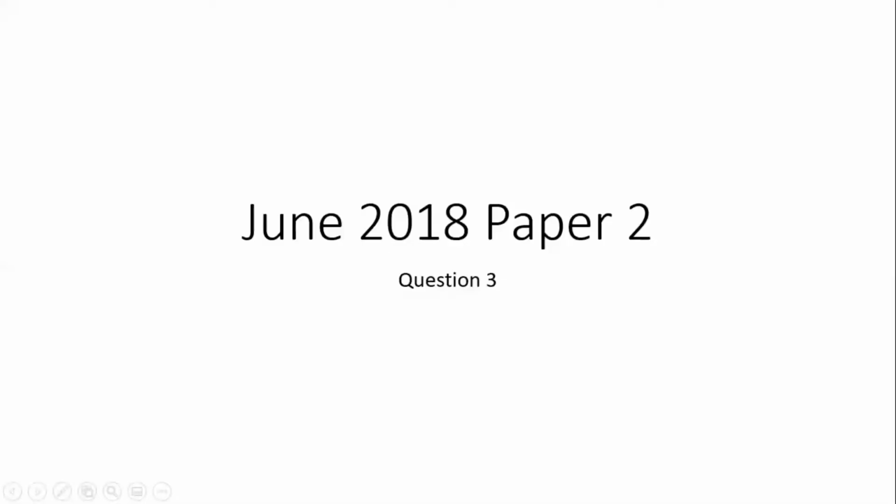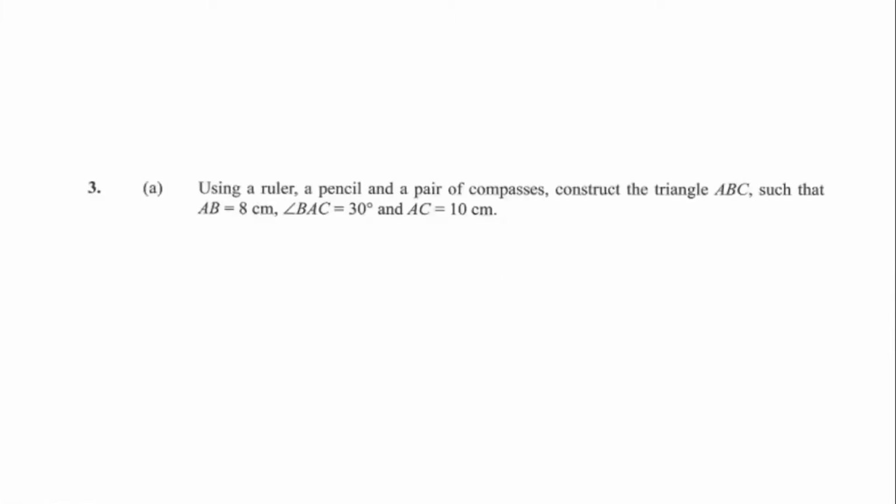So we're now at question 3, June 2018, paper 2. It says, using a ruler, pencil, and a pair of compasses, construct the triangle ABC such that AB is 8 centimeters, angle BAC is 30 degrees, and AC is 10 centimeters.